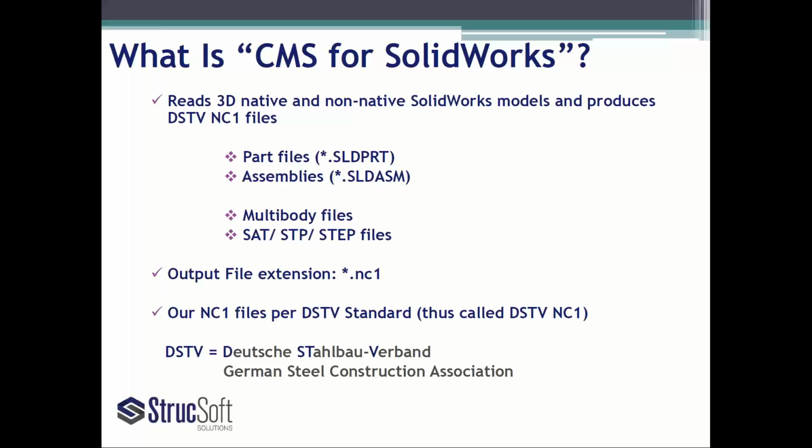The part that comes out of our software, we call an NC1 file, right? The extension is .nc1, and that NC1 file that we save from our software is as per the DSTV standard. That's the reason why we call it DSTV's NC1 file. As we already know, DSTV is a German standard. It's a public standard that has been adopted in North America and elsewhere in the world. And as long as any machine can read a DSTV NC1 file, it will have no issue whatsoever with our NC1 file.